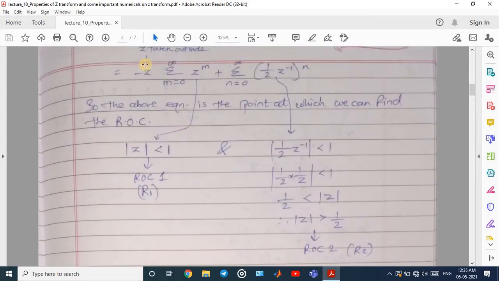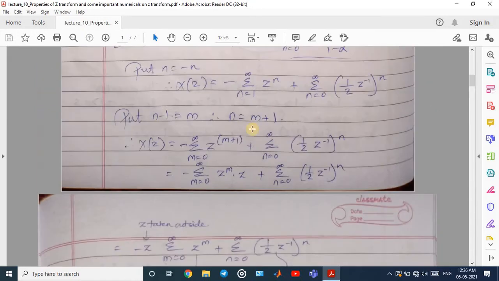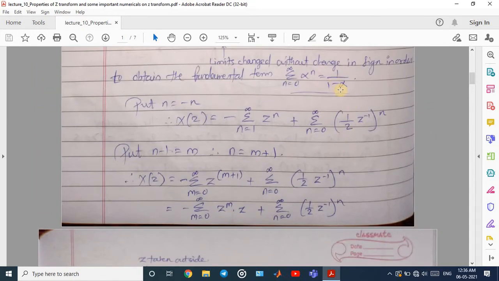We have found out the ROC, but we need to solve this equation for a perfect solution. So now we know that this is a fundamental term, 1 upon 1 minus alpha.